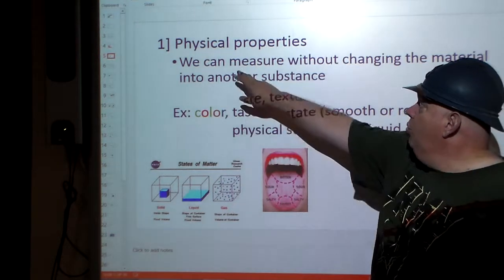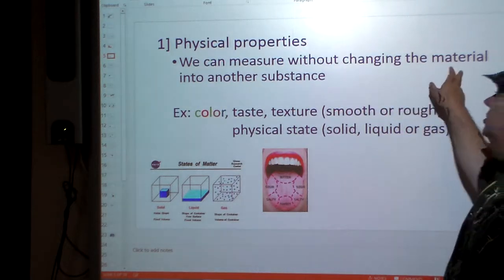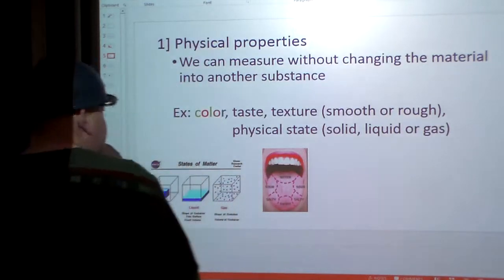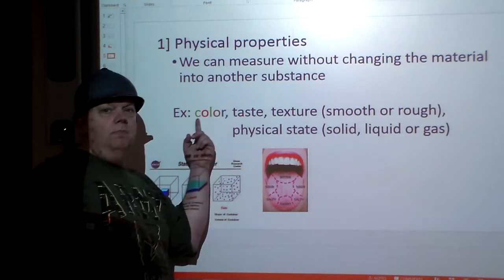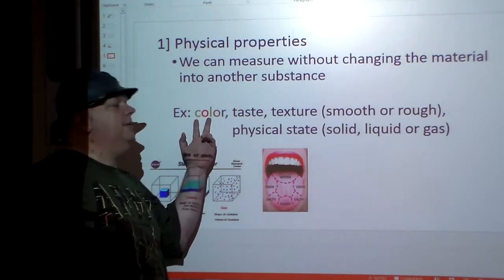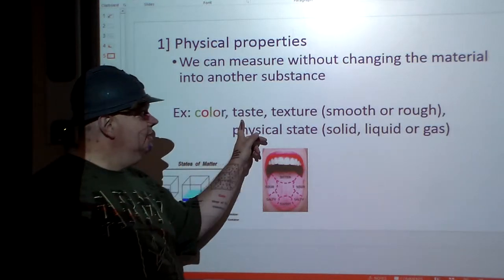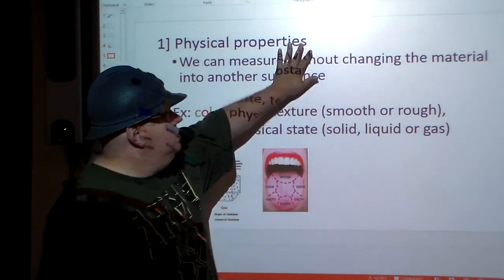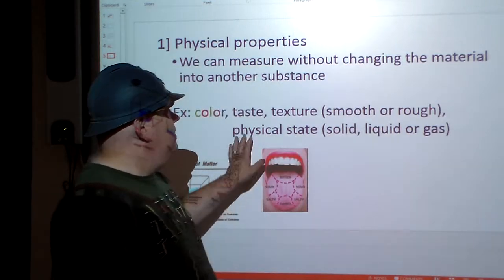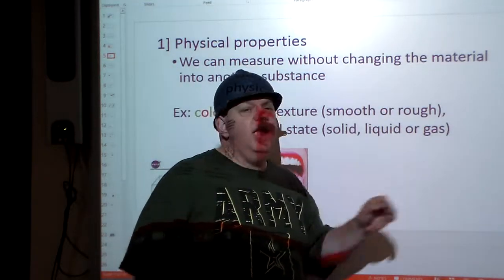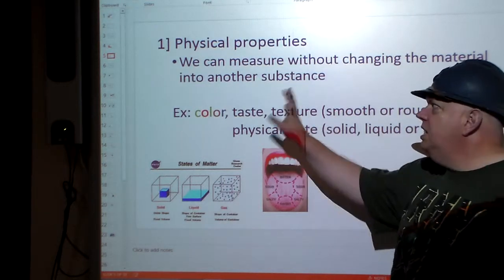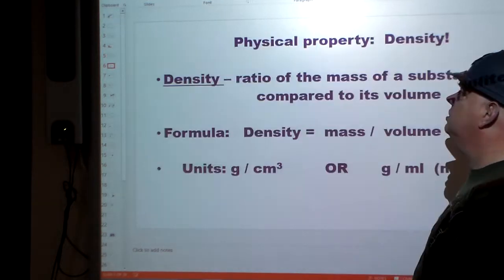Physical properties are those we can measure without changing the material into another substance. So examples would be color. Now, notice how each letter of the word color has a different color to it, except for the L and the C. Taste, texture: is it smooth or is it rough? Physical state: is it a solid, a liquid, or a gas? Those are all examples of physical properties. It's not all of it though, but it gives us an idea of what we can know about the material.